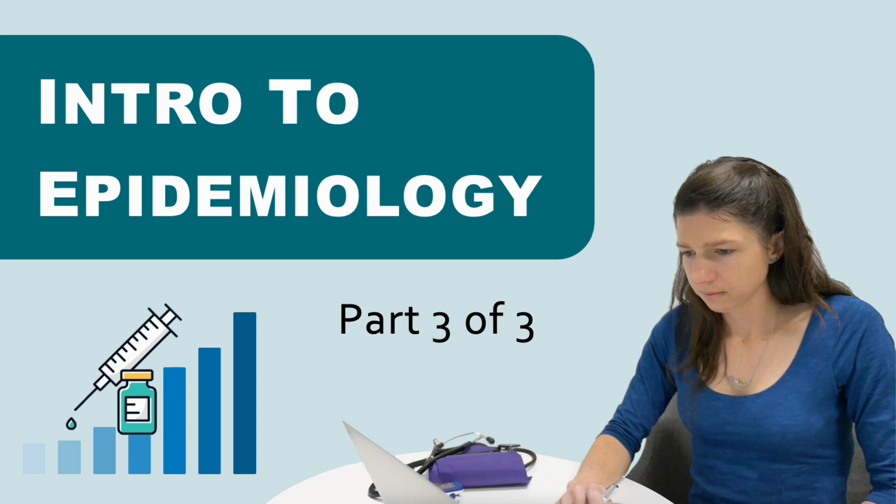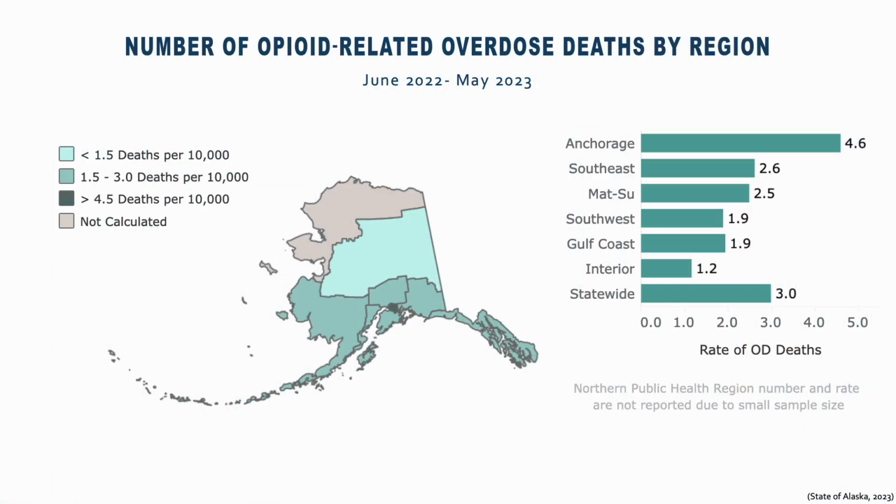This is some data from the Alaska Department of Public Health. On the right, it's showing the rate of overdose deaths per 10,000 people in the population. For Anchorage, as an example, there are 4.6 overdose deaths per 10,000 people who live in Anchorage.